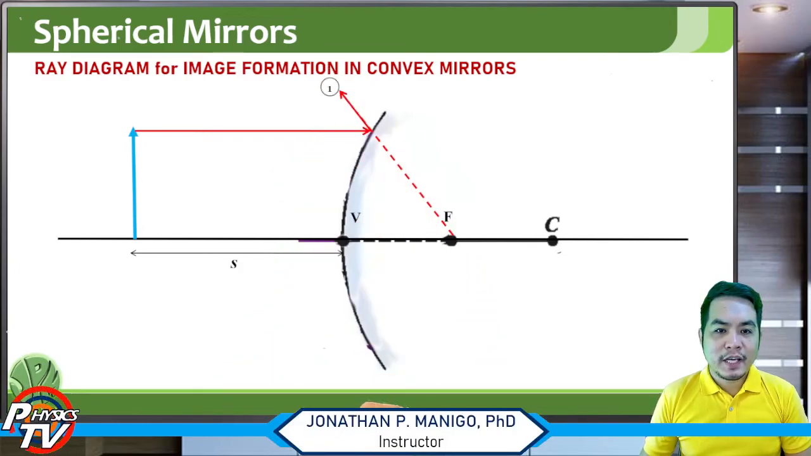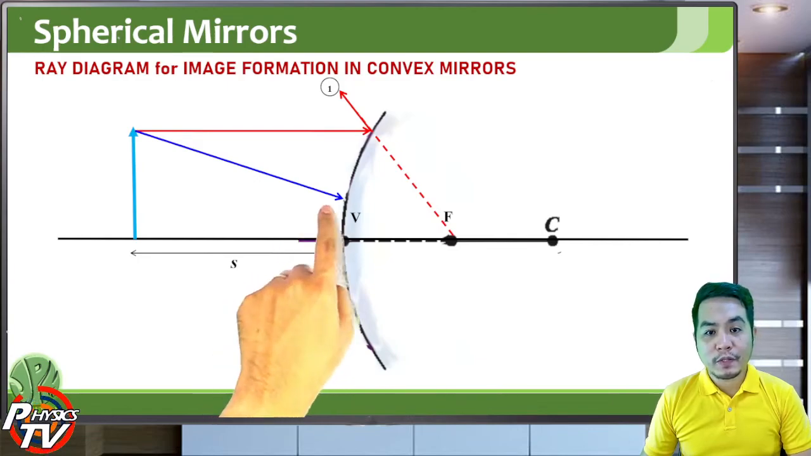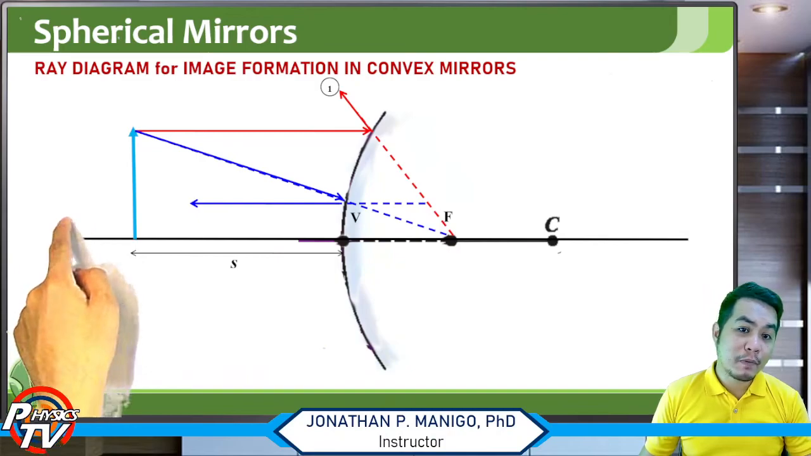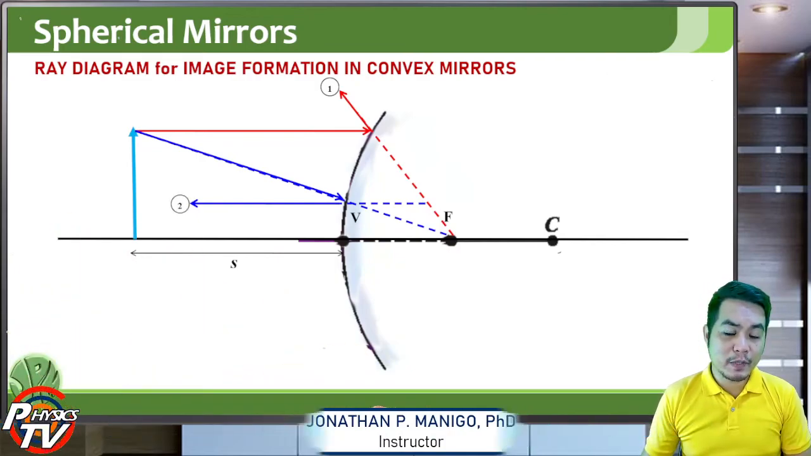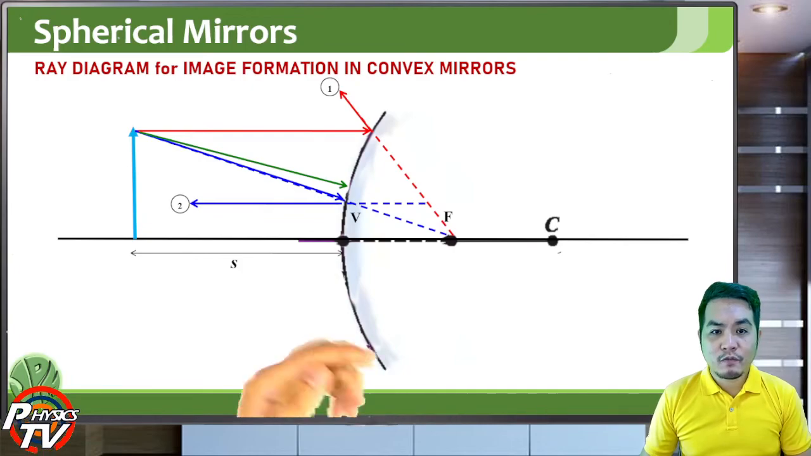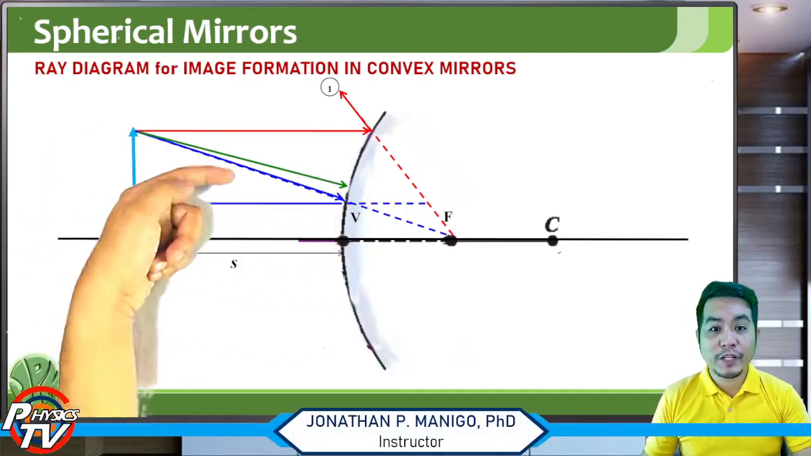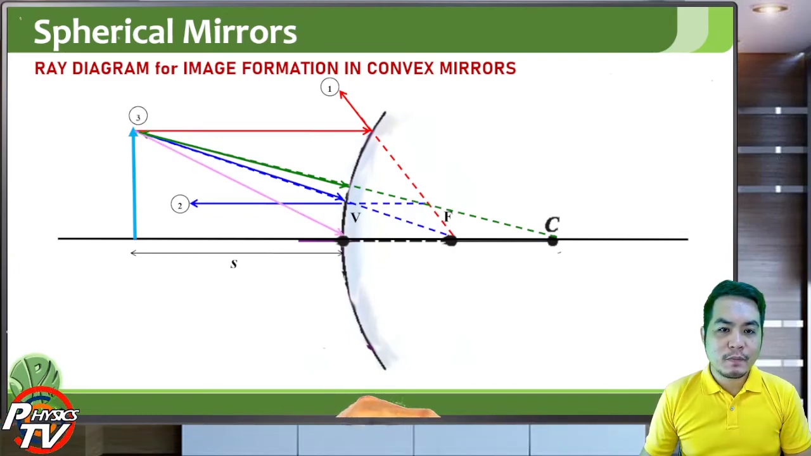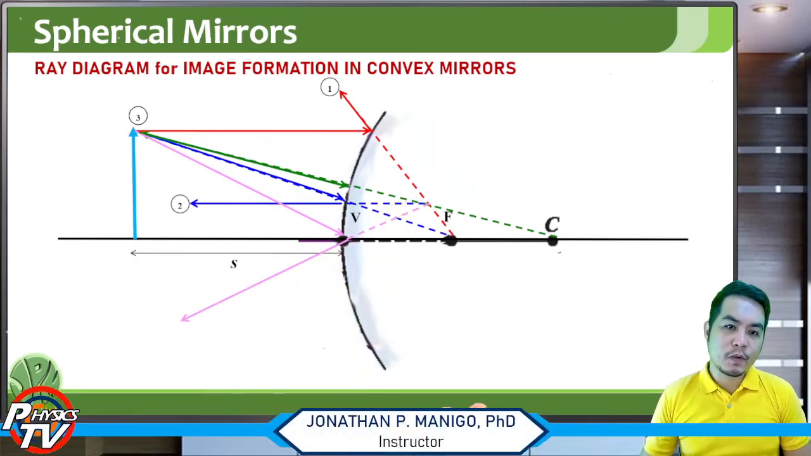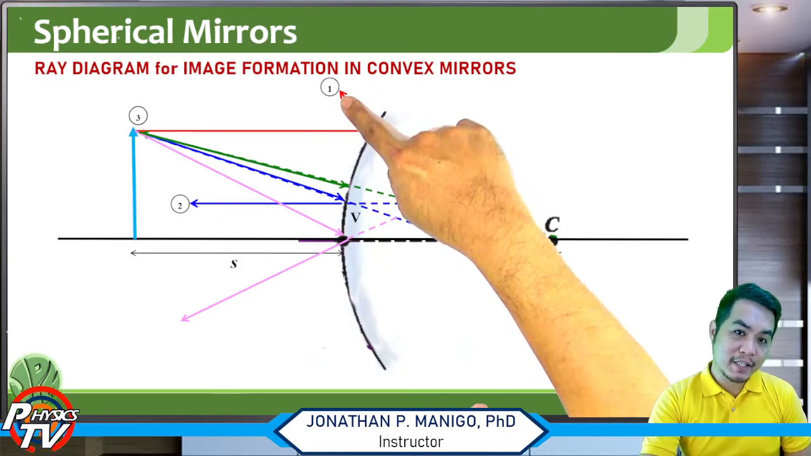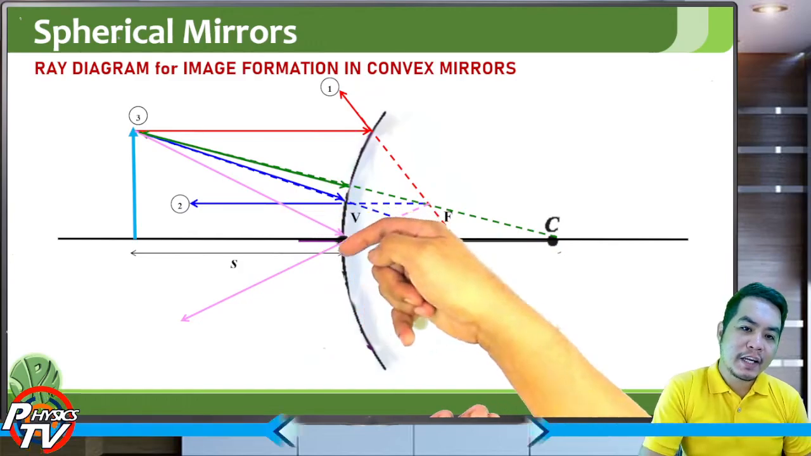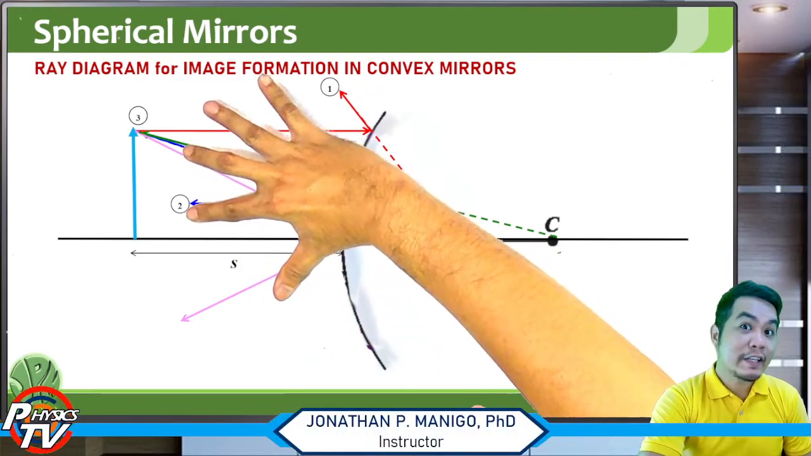A ray that is going through the focal point will be reflected as if it's parallel to the axis. That's principal ray number 2. A ray not passing but pointing towards the center will be reflected back, and a ray passing through the vertex will be reflected according to the law of reflection. So you will notice the four principal rays: ray number 1, ray number 2, ray number 3, and ray number 4. They're spreading, they're diverging.